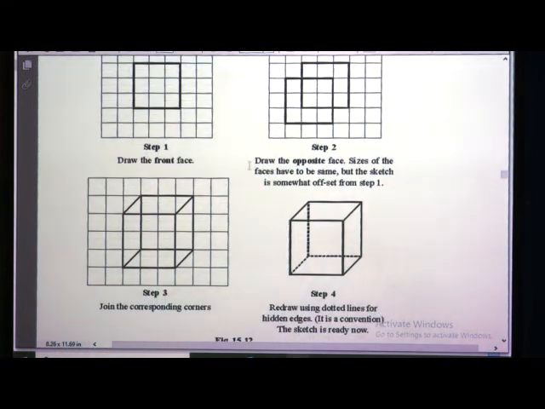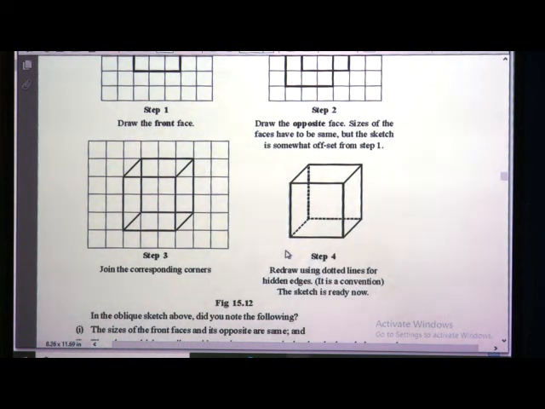Then the third step: this was our back face, this is front and this is our back face, 3 into 3. Now, join all the corresponding corners, means these are the corresponding corners. If you join these corresponding corners, we will find this type of figure. Now, redraw using dotted lines for the hidden edges.